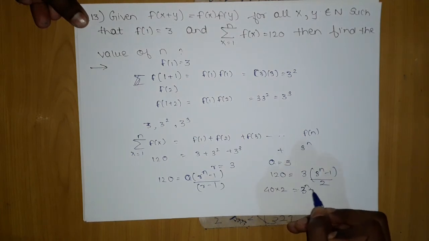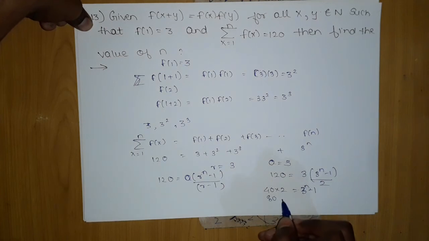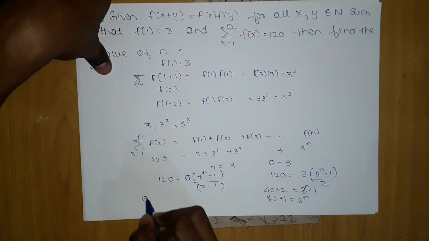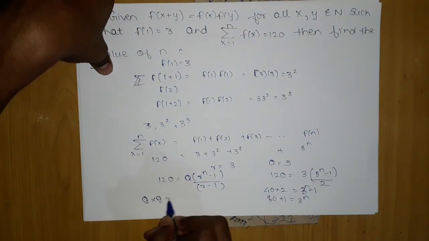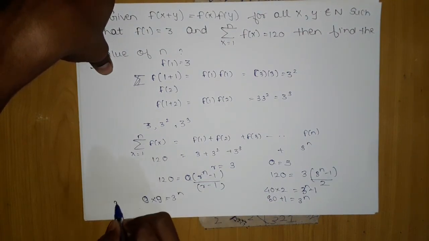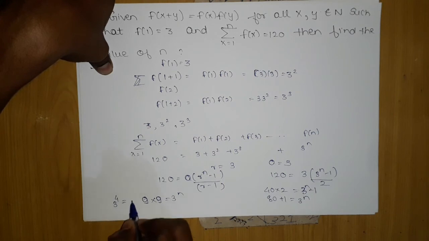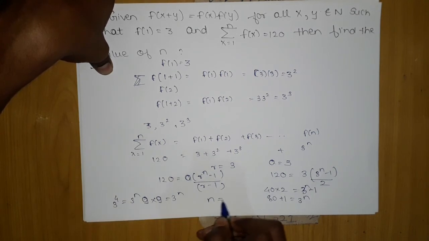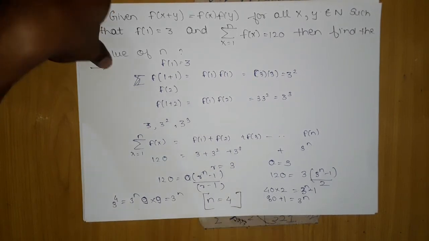so this is 80 plus 1 should be equal to 3 to the power n, and this is 81, which is nothing but 9 into 9, which is 3 to the power 4 will be 3 to the power n, so n is equal to nothing but 4. Okay, so what was the main thing?